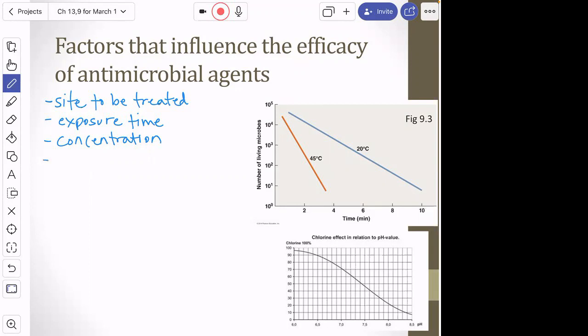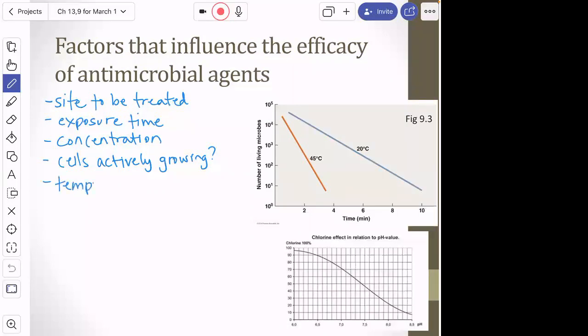Are the cells that you're trying to kill actively growing? We'll talk about this, especially with antibiotic use. When they're actively growing, they're most susceptible. They're easier to kill when they're actively growing. So the faster they grow, the faster they die.